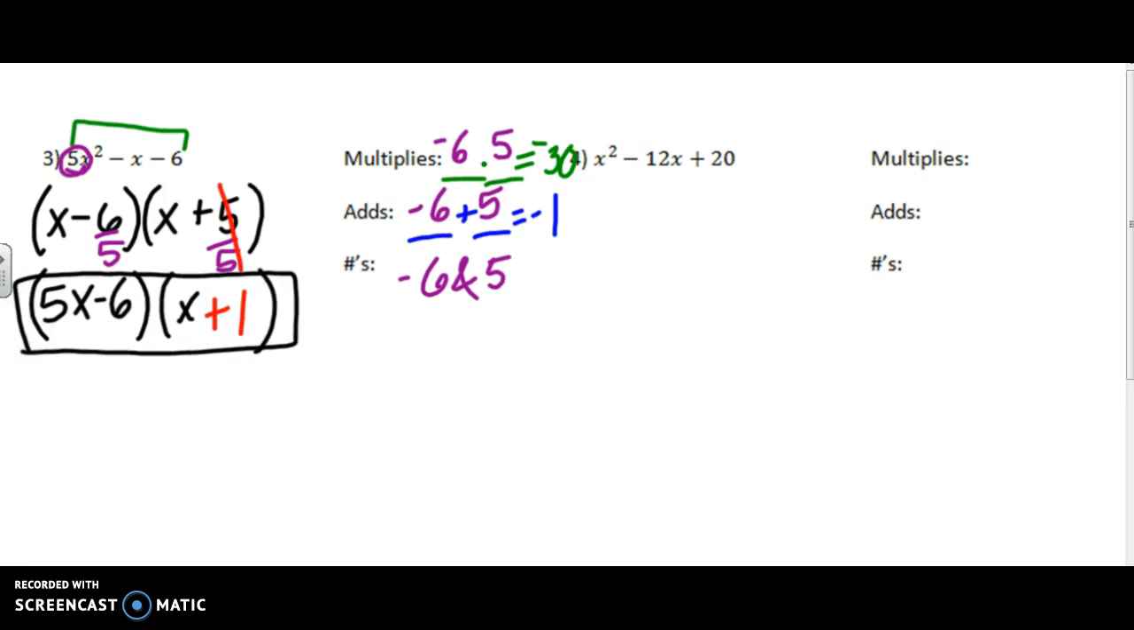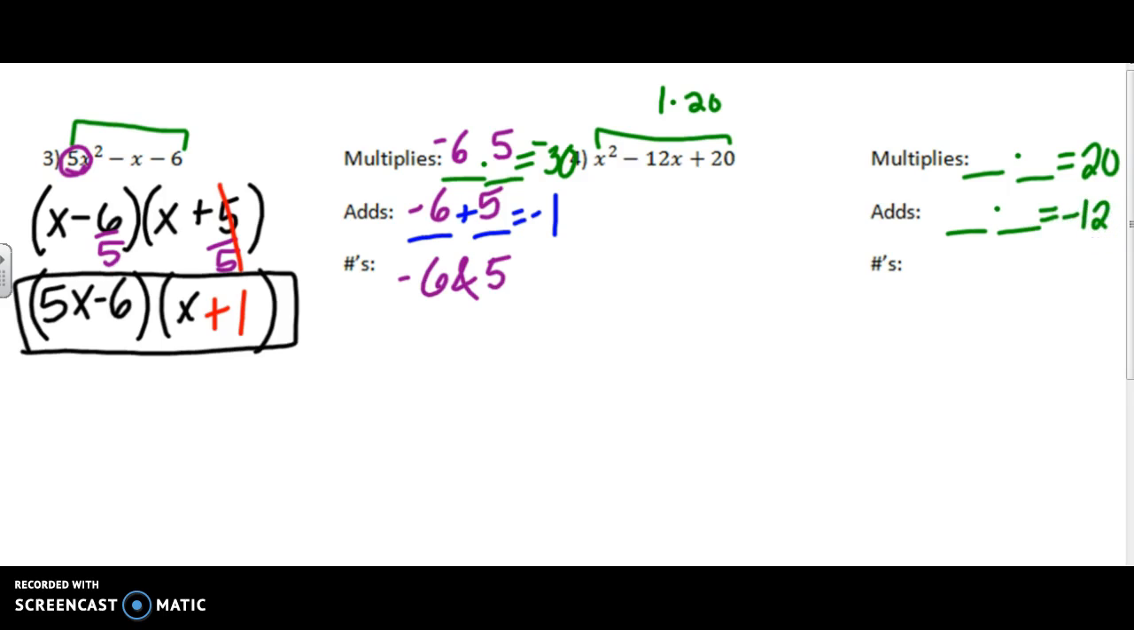Okay, looking at the fourth one, your number in front on the very first term is a 1. Hopefully you recognize that. So when you multiply, you're going to multiply 1 times 20 here. So that gives me, for my multiplication step, a positive 20. For my adding, I get a negative 12.